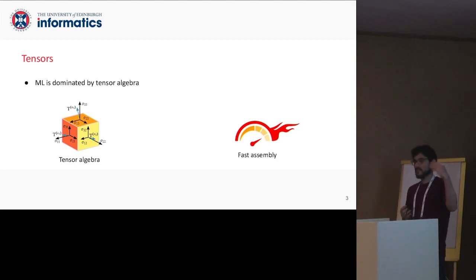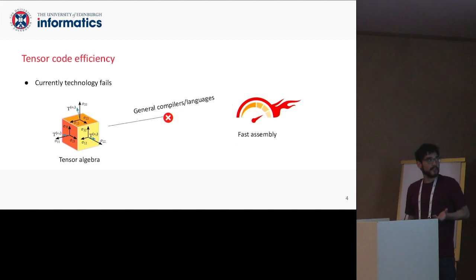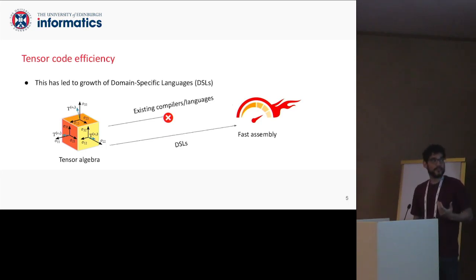We want to generate fast assembly and executable code for the computation you are performing the most. And current technology still fails to deliver the performance we want by just using general compilers or general purpose languages. We cannot get to the performance that we want, and this has led to the growth of domain-specific languages, which are languages that embed knowledge about the domain they were designed for, which makes them very efficient, so we can get to the fast assembly that we want.